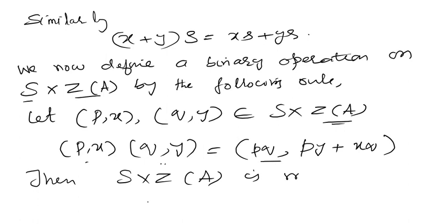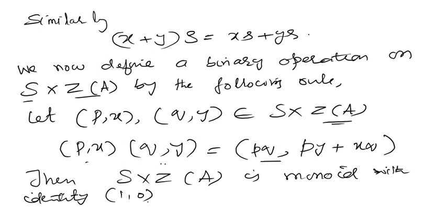And it's with identity. इसकी जो आइडेंटिटी है वो क्या है, S की आइडेंटिटी तो 1 है और ZA की आइडेंटिटी 0 है, तो इसकी आइडेंटिटी जो होगी वो 1 0 है. You can easily verify that (1, 0) is the identity, where 1 is the identity of S and 0 is the identity of ZA. तो ये इसकी आइडेंटिटी, ये मोनोइड है.